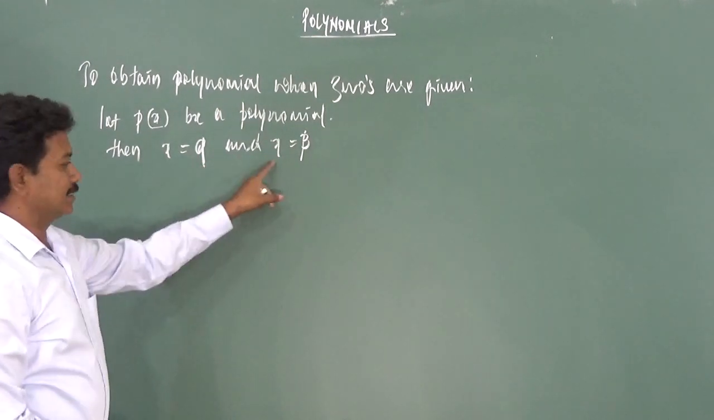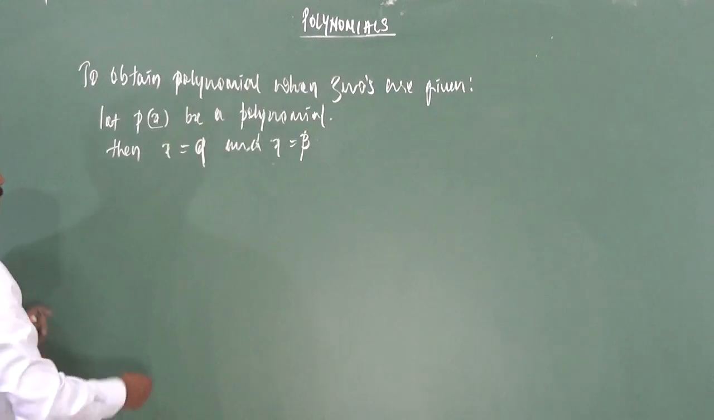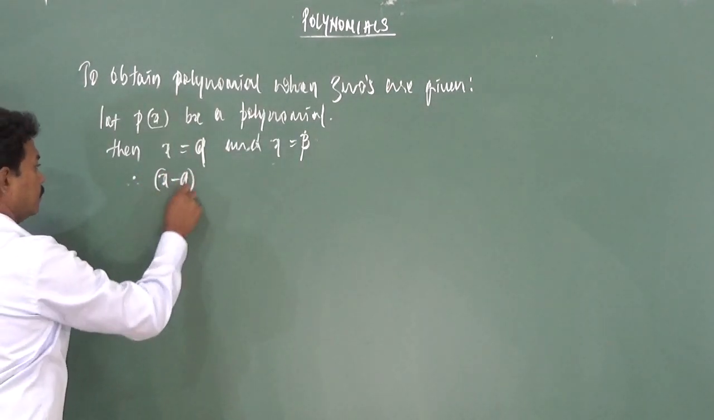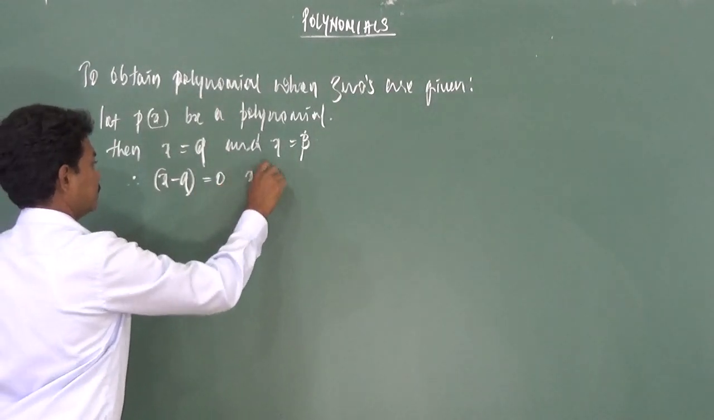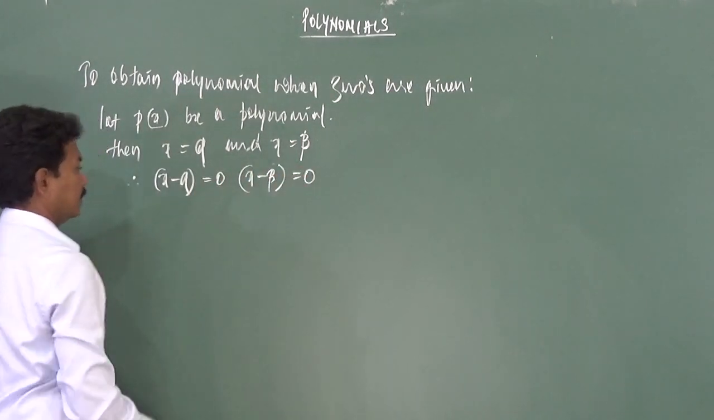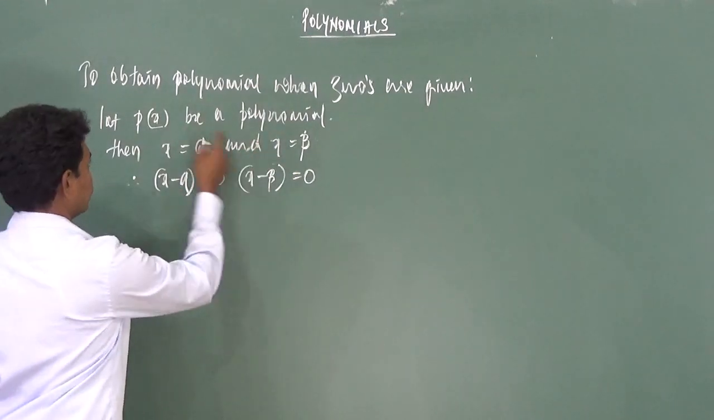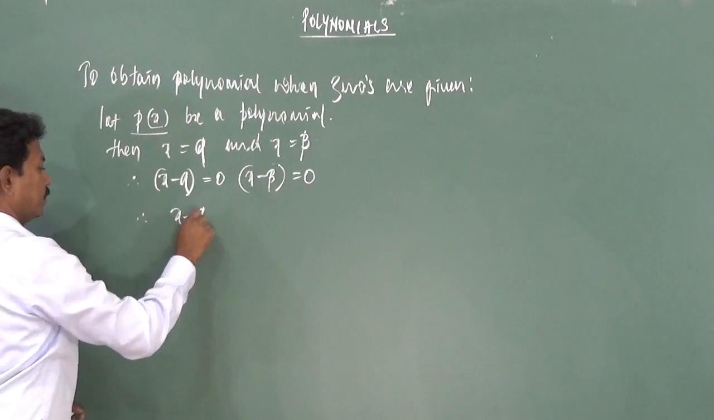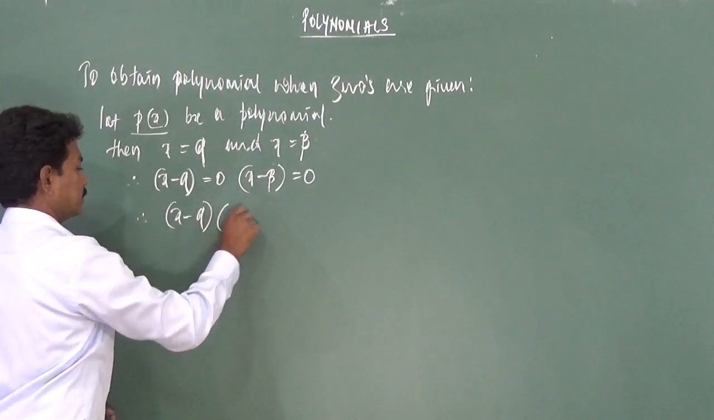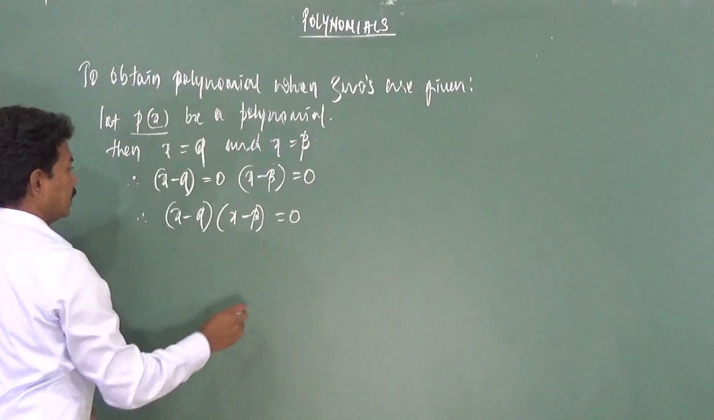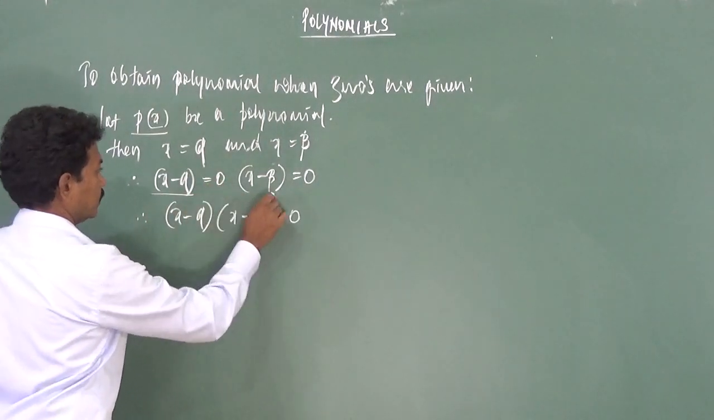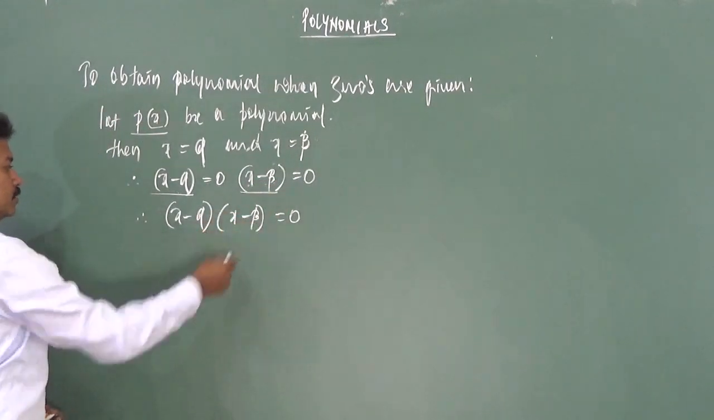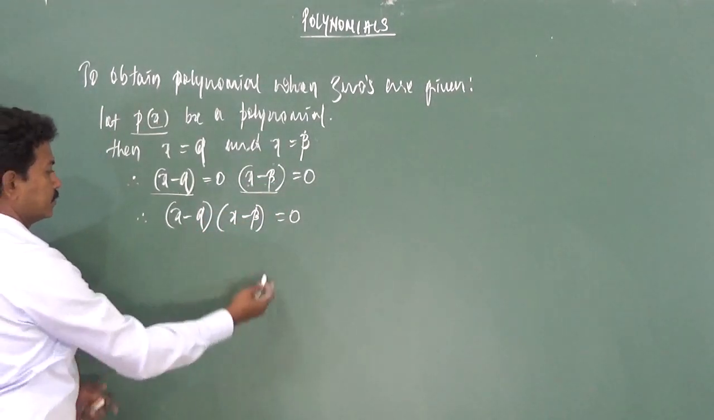One is alpha, let us take another as beta. Now therefore x minus alpha will be equal to 0 and x minus beta will be equal to 0, because these are the two factors of the polynomial P of x. So therefore x minus alpha into x minus beta will be equal to 0, because x minus alpha is 0 and x minus beta is 0, therefore the product of x minus alpha and x minus beta will also be equal to 0.